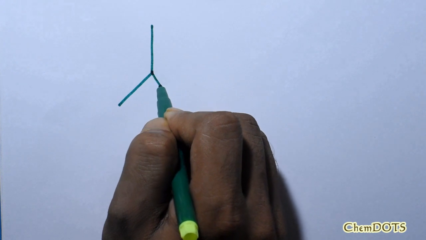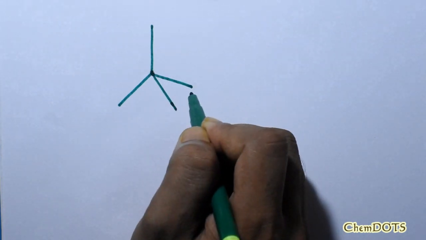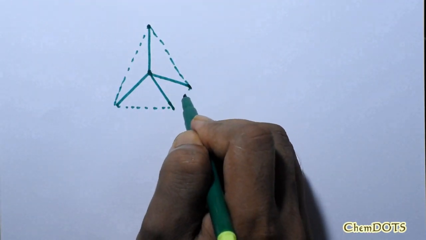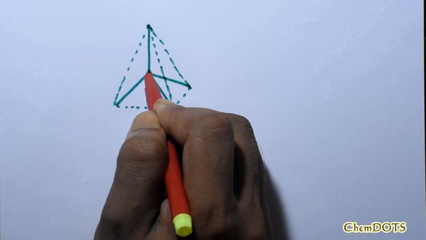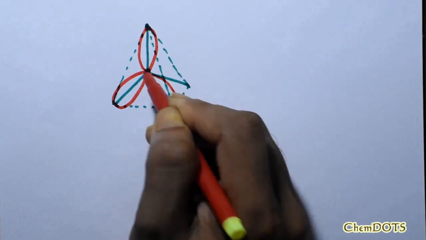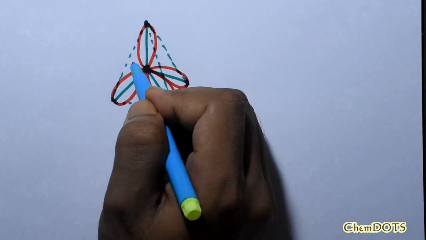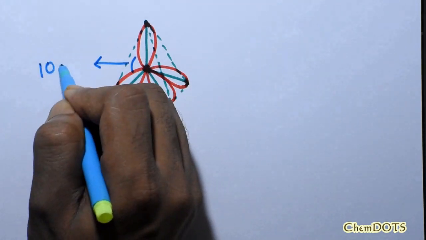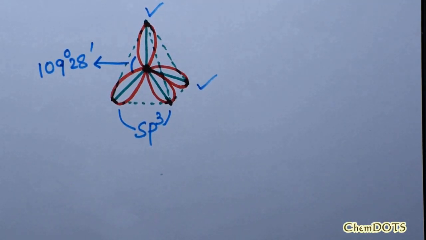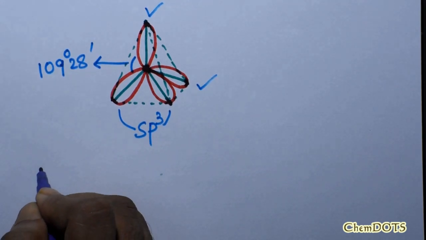Now let's say this is a tetrahedron with 4 corners. If we draw here, the 4 corners are connected, and now let's draw the sp3 hybridized orbitals. Here the 4 orbitals are oriented to the corners of the tetrahedron, and these red orbitals are sp3 hybridized orbitals, and the bond angles between the orbitals are 109 degree 28 minute.